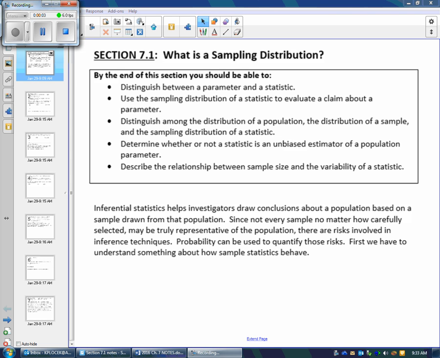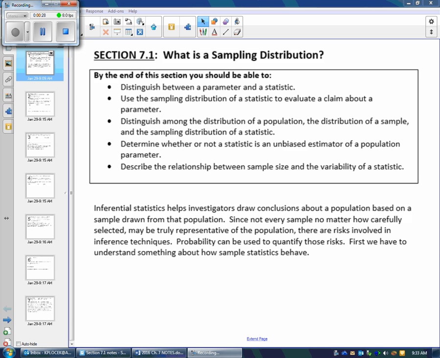Hi, and welcome to section 7.1, What is a sampling distribution? By the end of the section, you should be able to distinguish between a parameter and a statistic. Use the sampling distribution of a statistic to evaluate a claim about a parameter. Distinguish among the distribution of a population, the distribution of a sample, and the sampling distribution of a statistic.